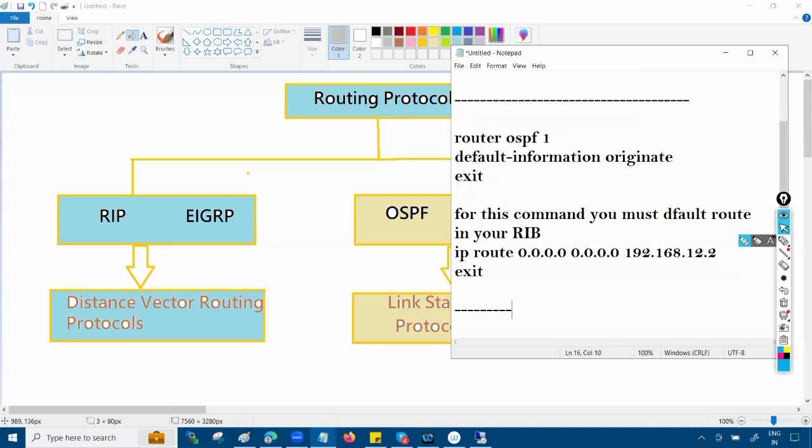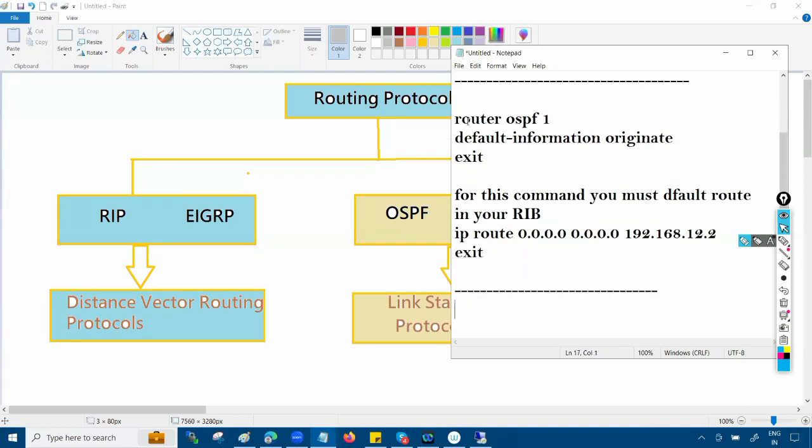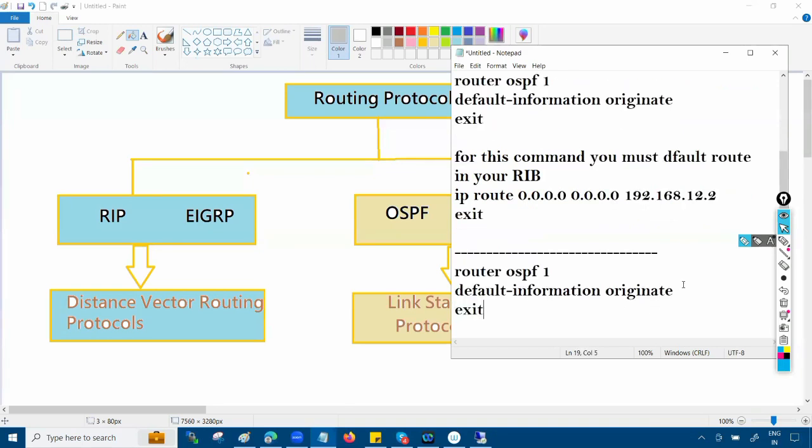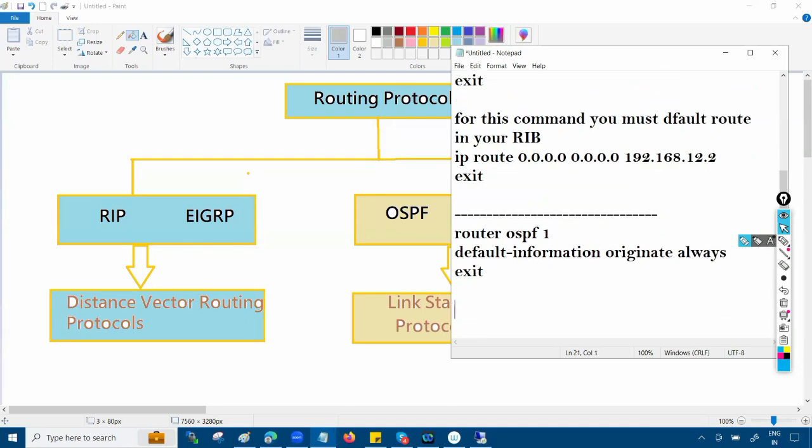But another way, what we have, same command, right? So instead, you can use the always keyword. In this case, there is no need to have a default route in your RIB. Do this lab from your end. Let me know if you have any questions.